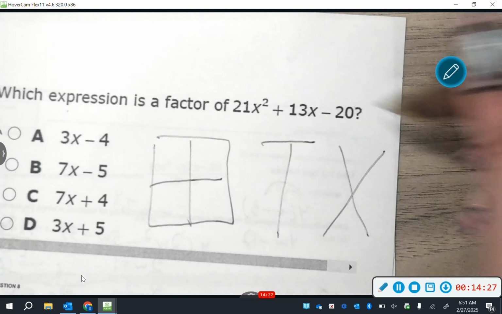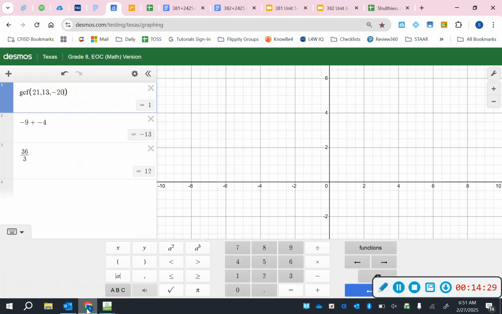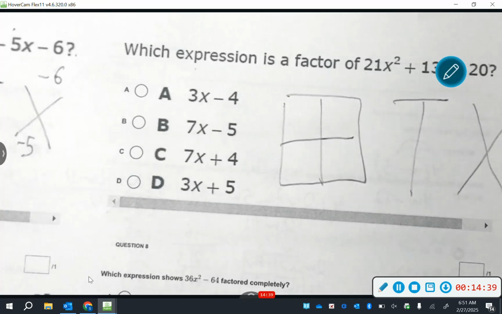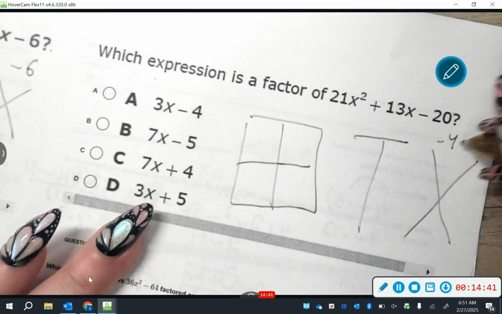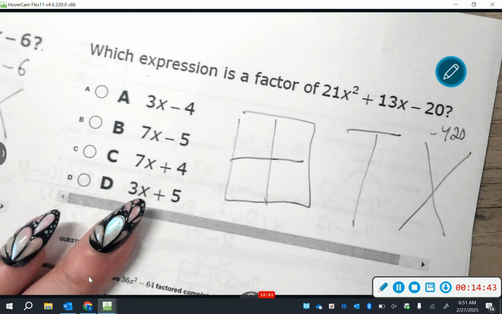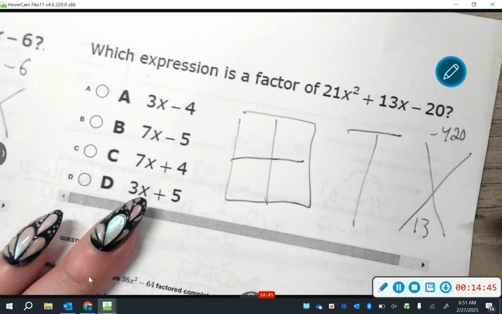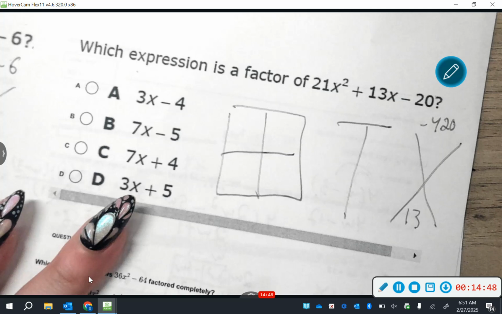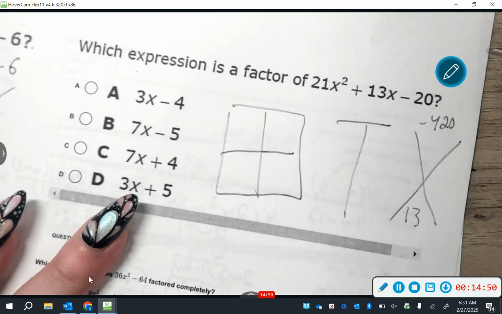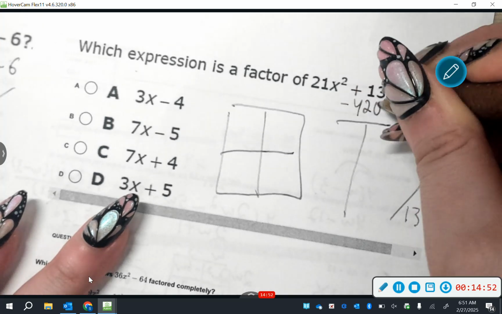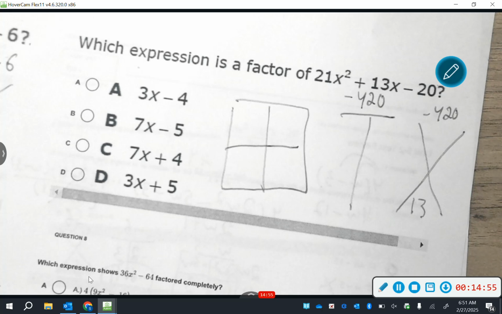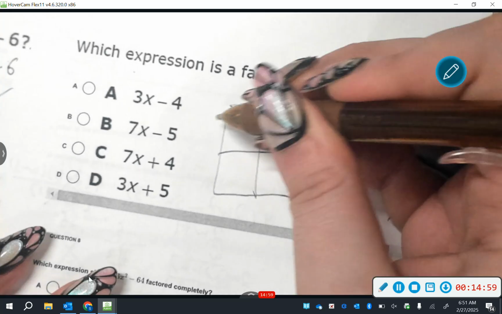Okay, so 21 times -20. Oh, this one's going to be ugly. 21 times -20 is going to be -420. Okay. So we need factors of -420 that add up to 13. That seems ridiculous. Okay, but I'm going to trust. Okay, this seems out of pocket.